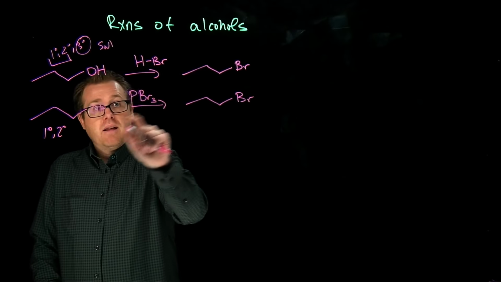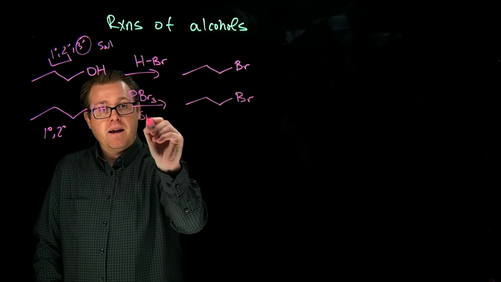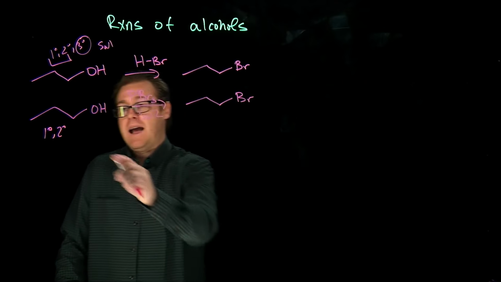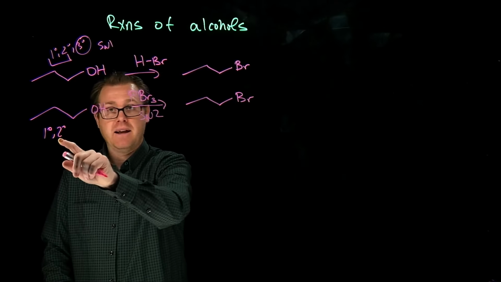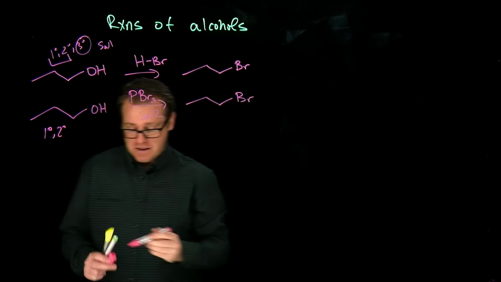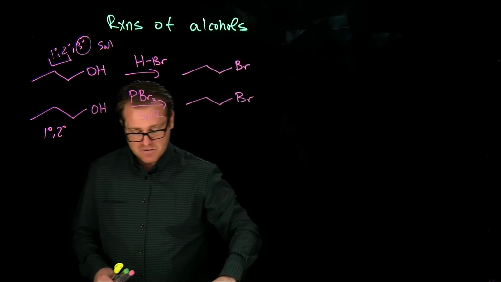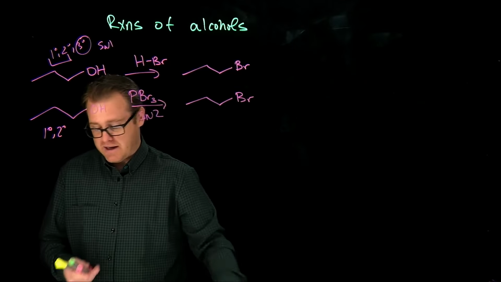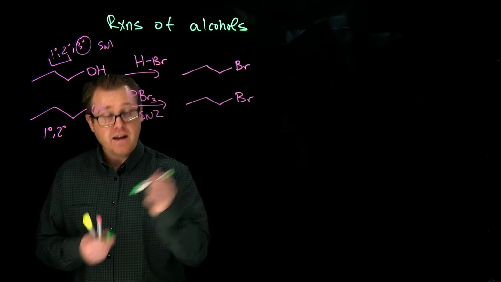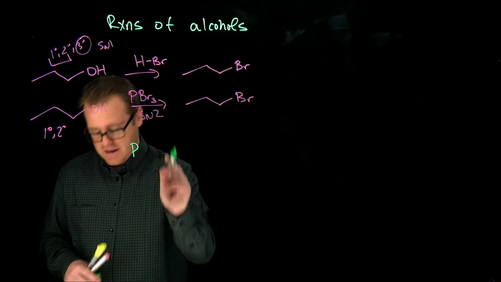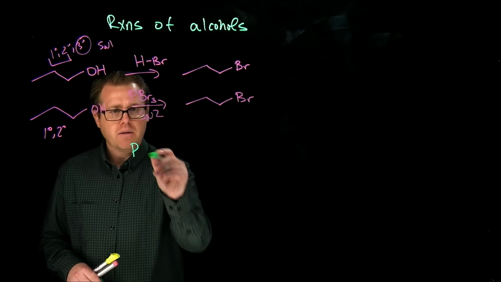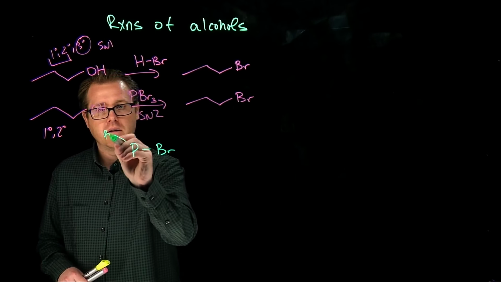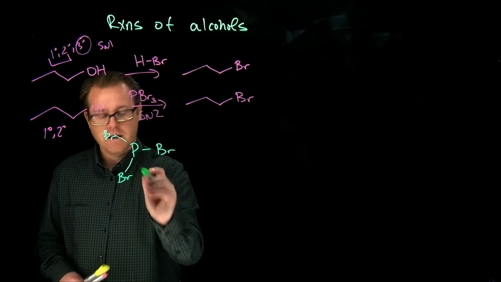But because this reaction right here proceeds by an SN2 type mechanism, it can only react with primary and secondary alcohols. So we take a look at the mechanism here of how this works. It's really a quite simple mechanism. And we take our phosphorus tribromide, and I'm going to expand it out, like so.